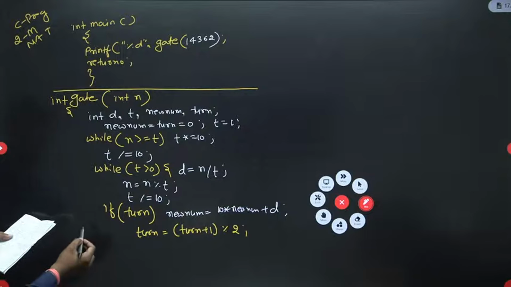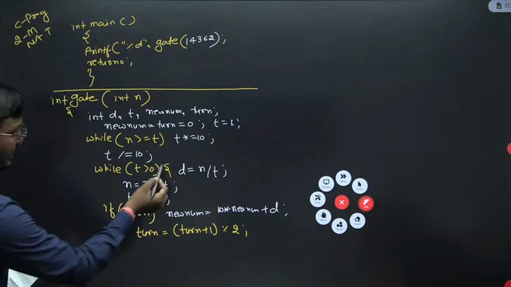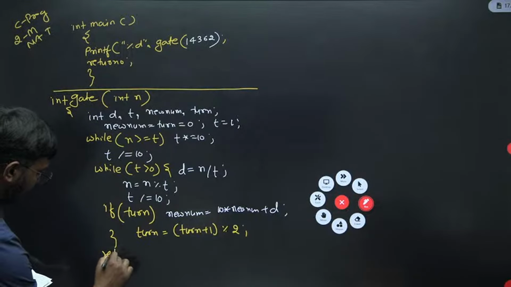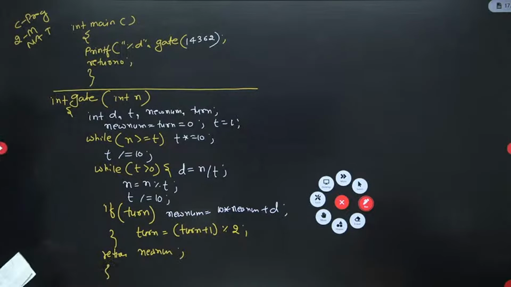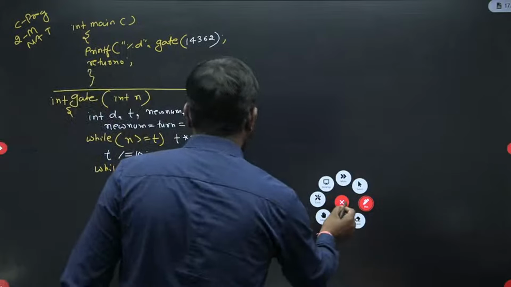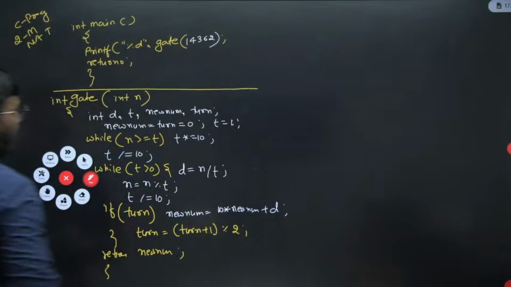Then the while is closed here, and after this we return newnum. Okay, 46, yeah, the answer is 46, very good. This is a little lengthy, meaning you need to execute it step by step.